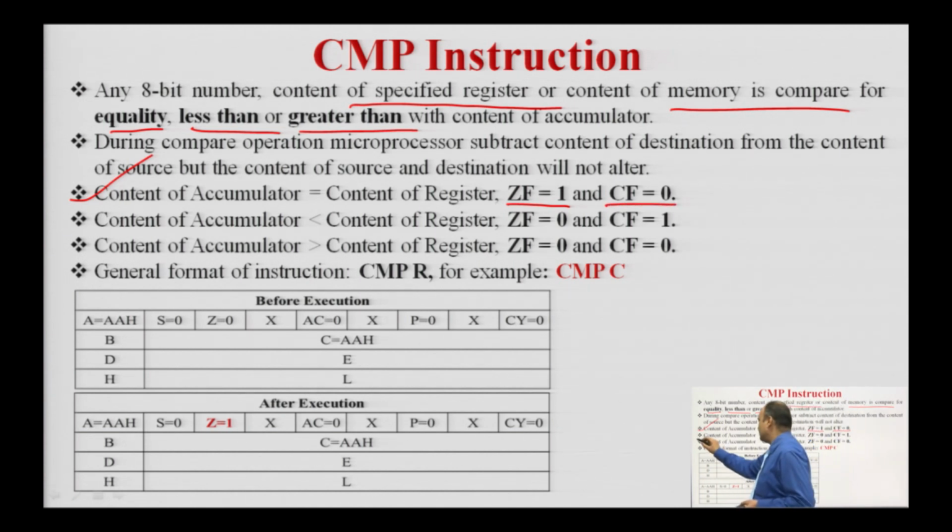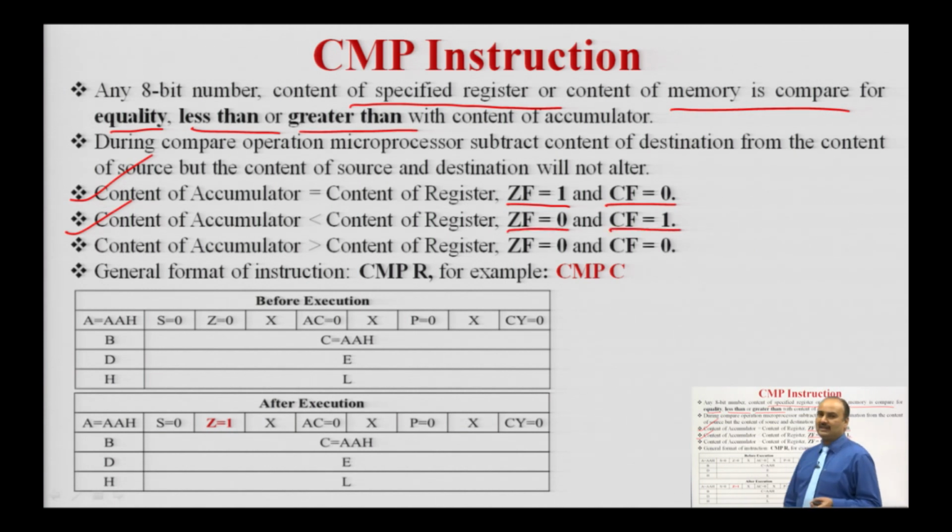In the second case, when the content of the accumulator is less than the content of the register, the zero flag is reset, but the carry flag is set to indicate that the content of the accumulator is less than the content of the register specified with the instruction. And in the third case, if the content of the accumulator is greater than the content of the register, both the zero flag and the carry flag are reset to indicate that the accumulator content is greater than the content of the specified register. This way the processor checks the condition of equality, less than or greater than.